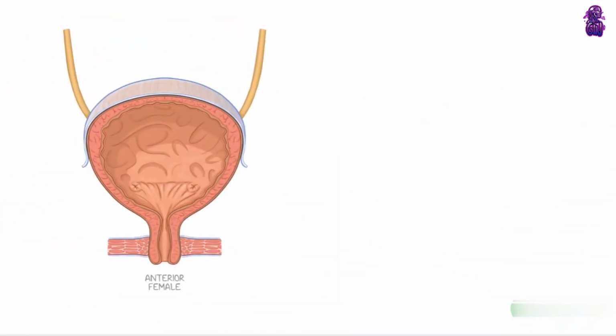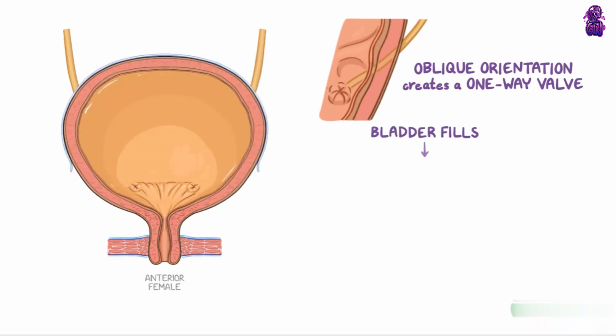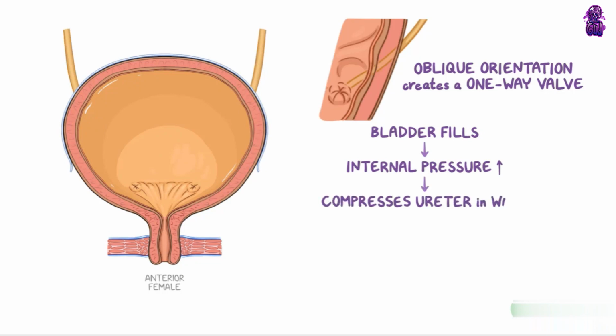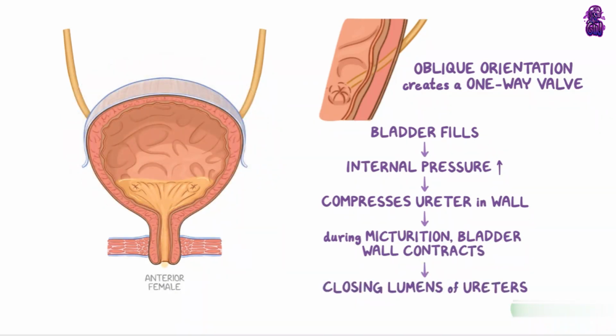When the ureters enter the urinary bladder, they travel in an inferomedial direction to drain into the bladder in an oblique orientation. This oblique orientation creates a one-way valve, preventing urine from going back up the ureters. As the bladder fills with urine, the internal pressure increases, which compresses the part of the ureter that's embedded in the bladder wall. Also, during micturition, which is a fancy way to say when peeing, the bladder wall contracts, closing off the lumens of the ureters where they enter the bladder in a sphincter-like fashion, clamping them shut to also prevent reflux of urine into the ureters.